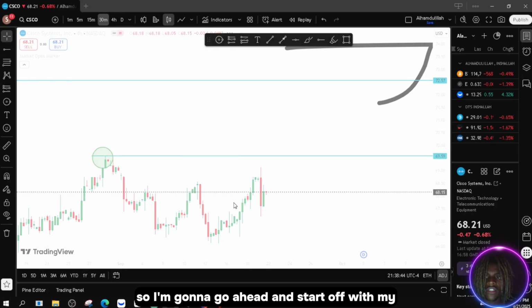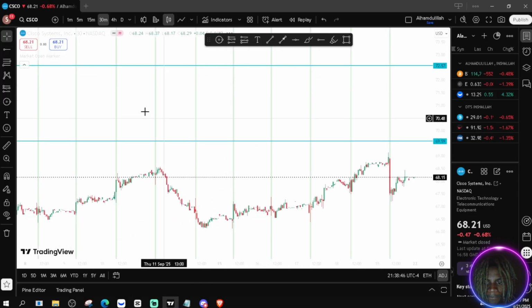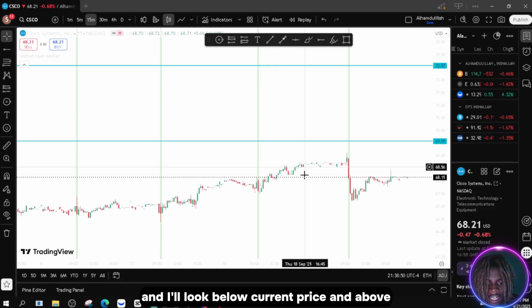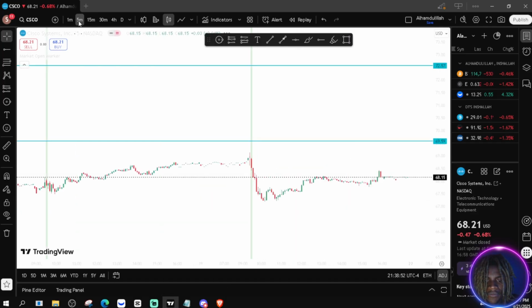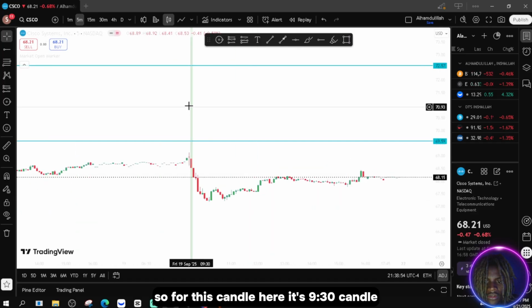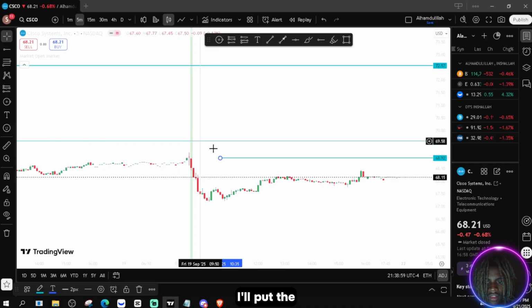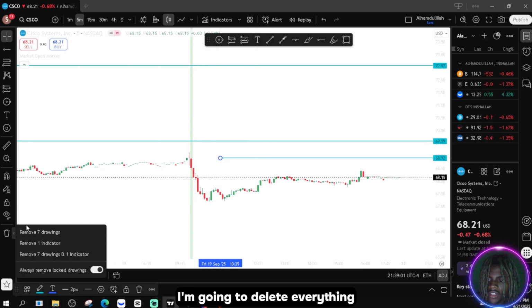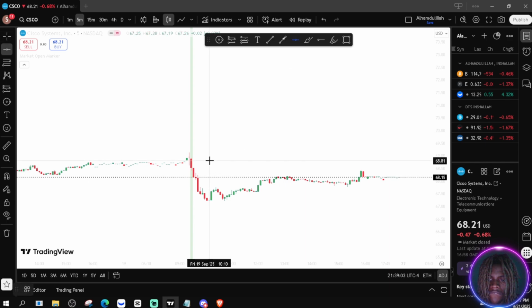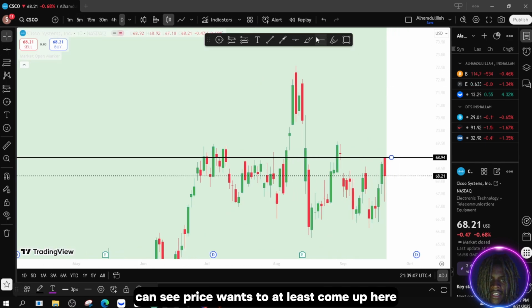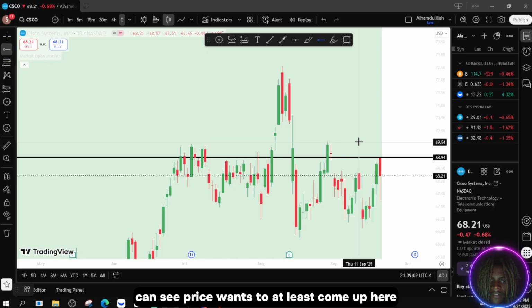Okay, so I'm going to go ahead and start off with my 30-minute here. I'll go to my 15 here, and I'll look below current price and above. We'll do both. So for this candle here, it's the 930 candle. I'll go and delete everything. Put this level here. Get back on my daily. You can see price wants to at least come up here.